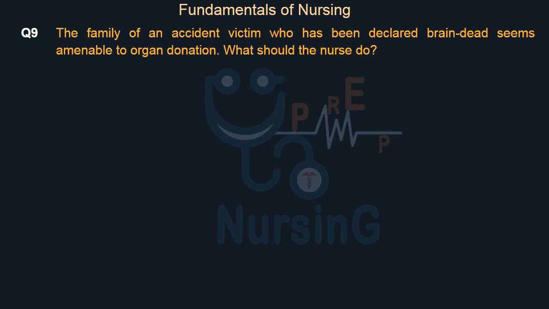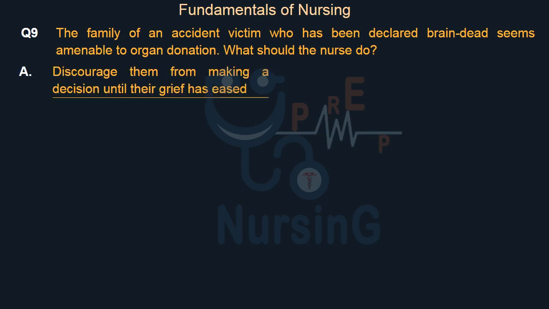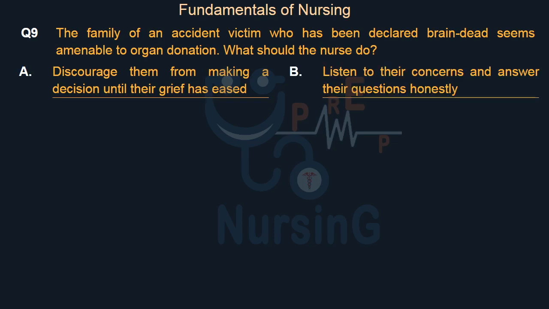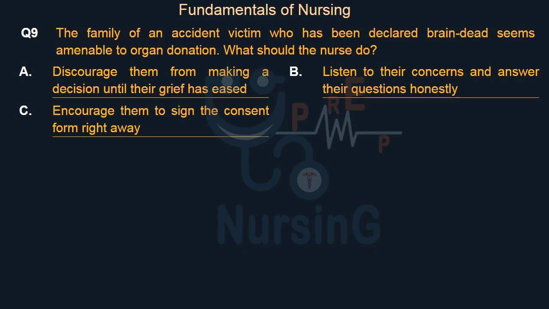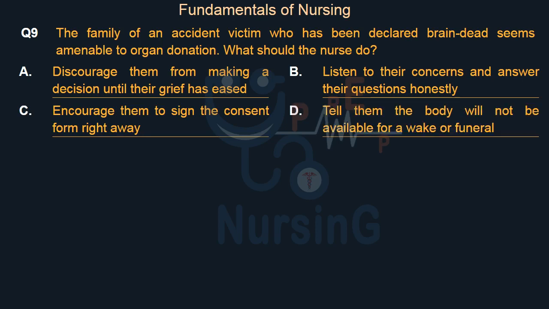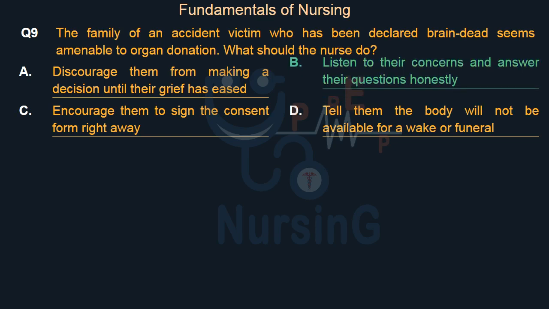The family of an accident victim who has been declared brain dead seems amenable to organ donation. What should the nurse do? Option A. Discourage them from making a decision until their grief has eased. Option B. Listen to their concerns and answer their questions honestly. Option C. Encourage them to sign the consent form right away. Option D. Tell them the body will not be available for a wake or funeral. Right answer is option B.